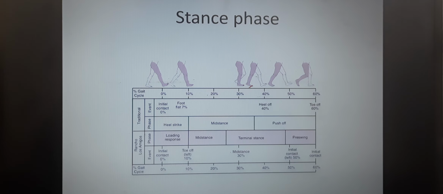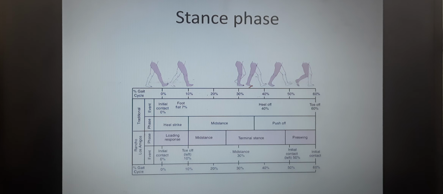Next one is heel off. It is the point at which the heel of the reference extremity leaves the ground. Usually it accounts for around 40% of the gait cycle. This is the heel off stage.